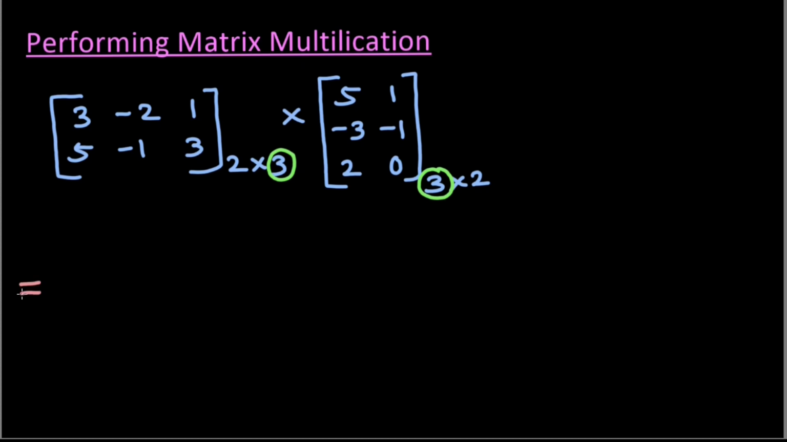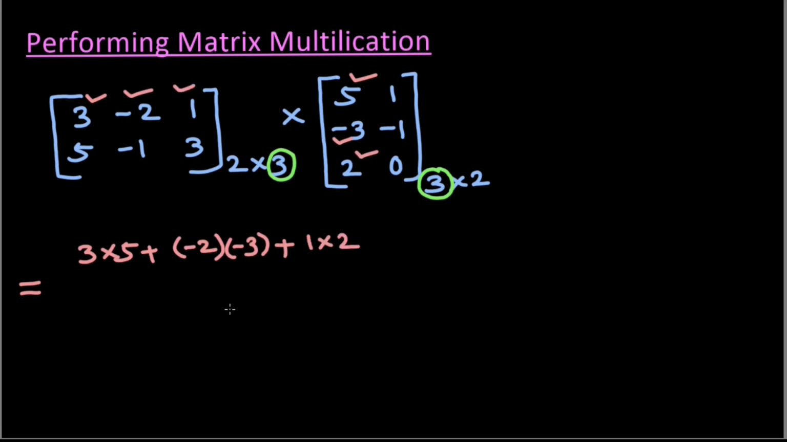That is, we will get 3 multiplied by 5 plus minus 2 multiplied by minus 3 plus 1 multiplied by 2. So that forms the first element of the resulting matrix. Now for the second element, we will multiply this 3 by 1 plus minus 2 multiplied by minus 1 plus 1 multiplied by 0. So that forms the second element of the resulting matrix.